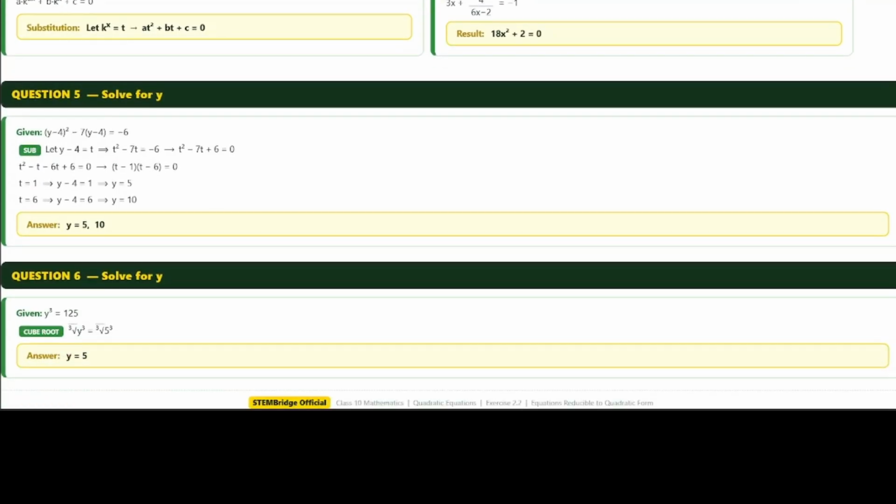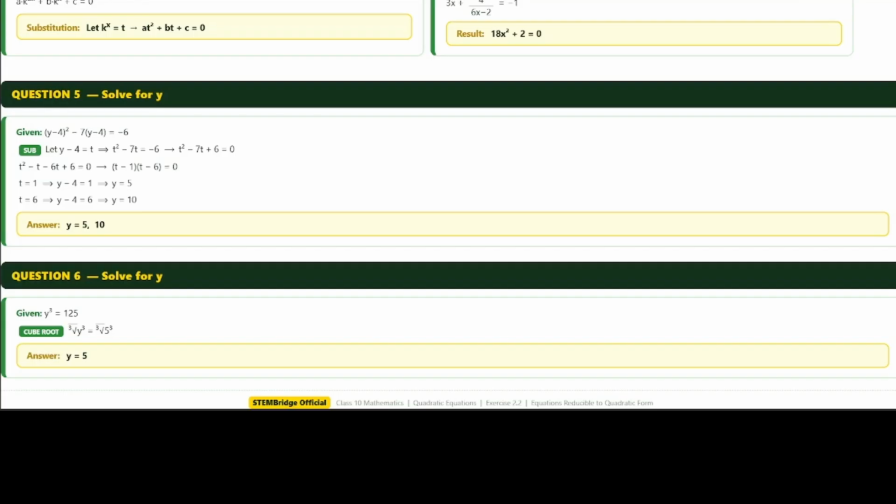Moving on to question number 5. Here we need to solve for y. We have (y - 4)^2 - 7(y - 4) = -6. So we can take y - 4 and let it be equal to t. So t^2 - 7t = -6. This is our new equation.